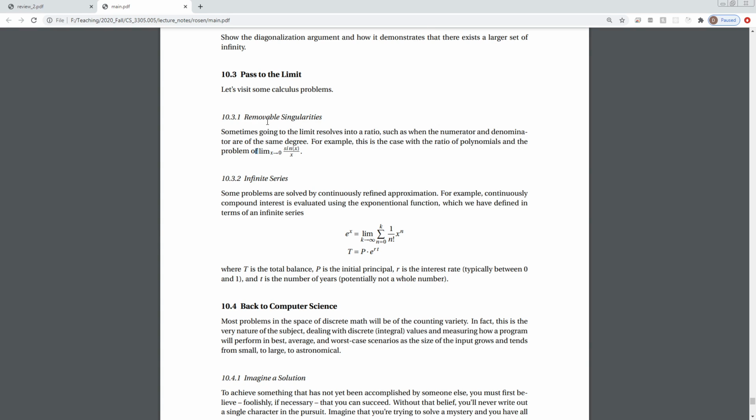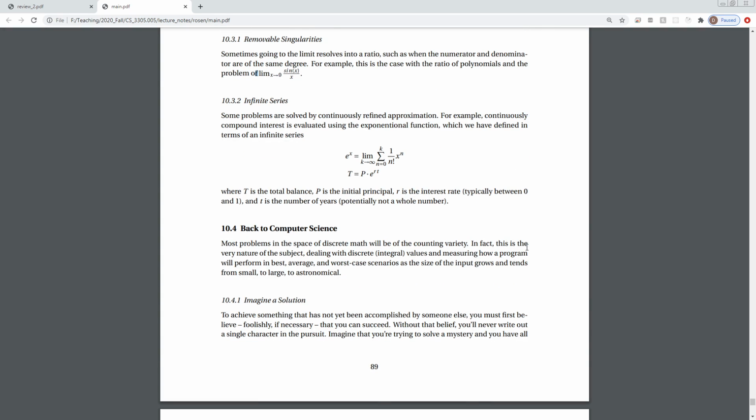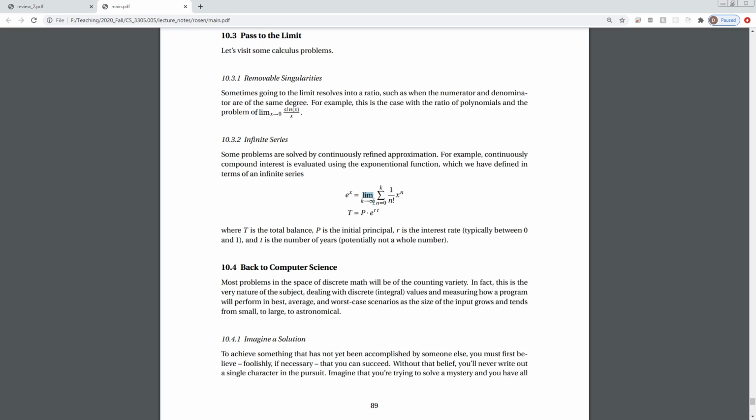Limits or removable singularities can be one form of proof, and using limits to prove that. And then infinite series, which are another form of going to the limit. You're allowing this to go to infinity, and so you have this infinite series of approximations, which if you cut it off would yield some error, but you can drive the error down to 0 by going further and further, and so you can speak of passing to the limit, of letting your series go all the way to infinity and getting a reasonable result.